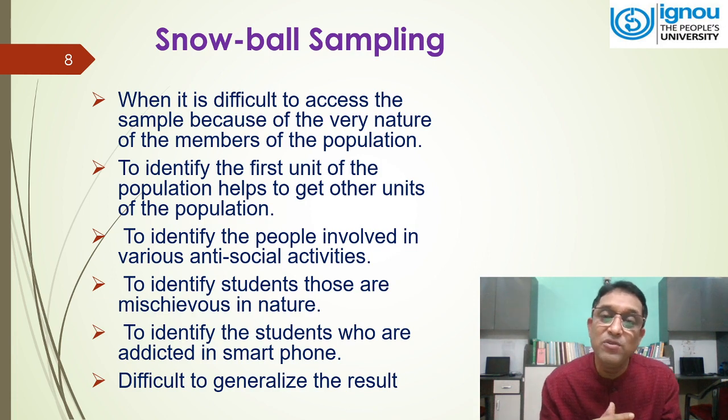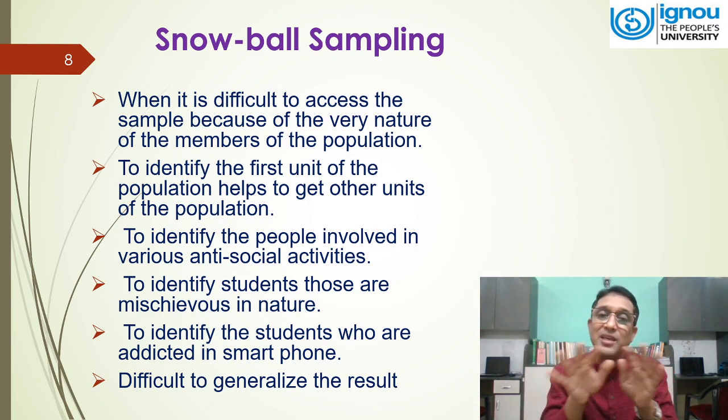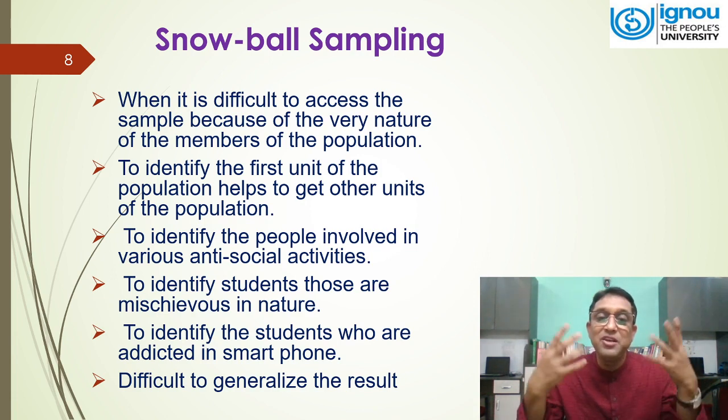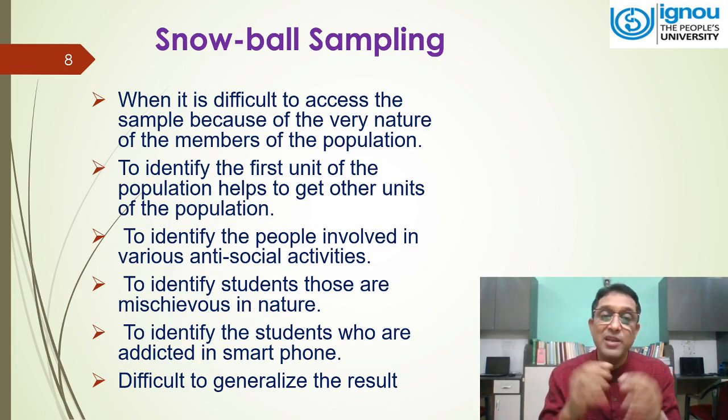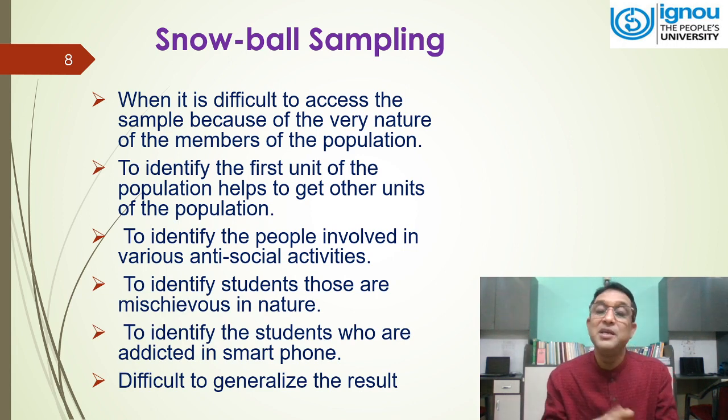If the population units are abstract, first you see there was an abstract unit, and gradually concrete numbers are coming to you. But let me say, when you are adopting the snowball sampling method, the result that you will get, you cannot generalize the result. The findings of the study that you will get, you cannot generalize it.